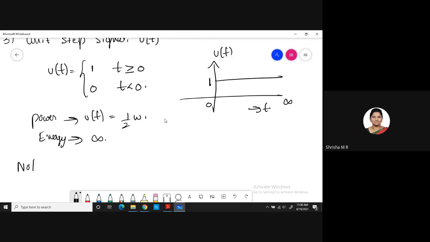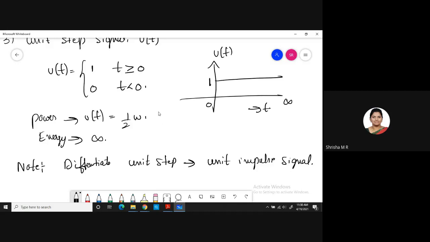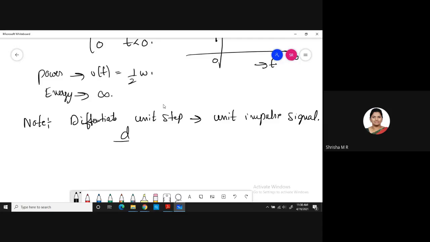We have to note a few things. If you differentiate a unit step, you get a unit impulse. You have to know this for solving problems. If they tell you to differentiate, then you have to do the differentiation. So differentiation of the unit step gives you the unit impulse: d by dt of u of t gives you delta of t.